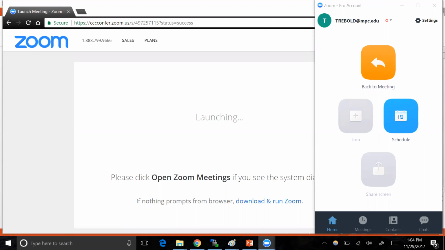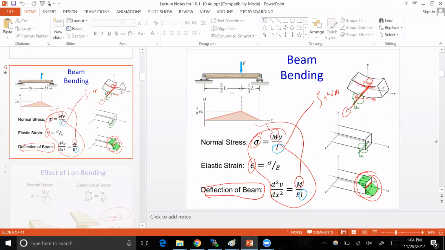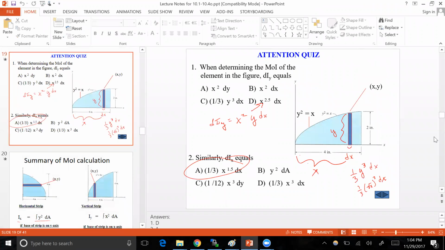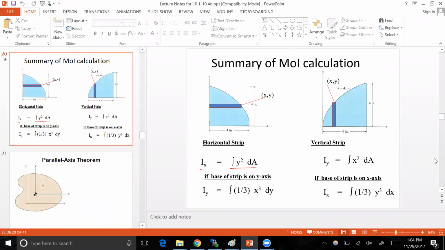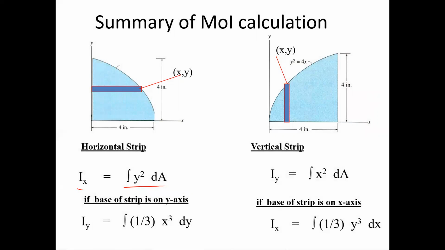So we're going to finish up the moments of inertia stuff. Yesterday we learned how to do the calculation of the moment of inertia integrals for the cross-sectional area of a beam. And this is the most important takeaway from all that.